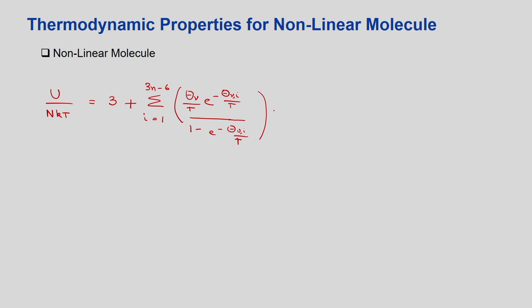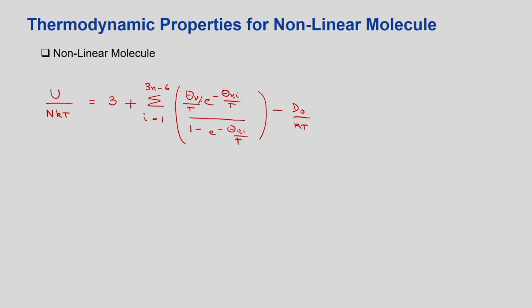Minus D naught by kT. So it means you have a value of 3 plus summation of i goes from 1 to 3n minus 6 of theta vi, e to the power of minus theta vi by T, divided by 1 minus e to the power of minus theta vi by temperature, minus D naught by kT. So you see the number is more than 1.5.